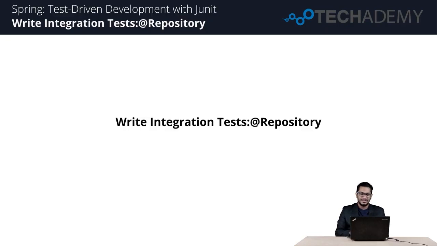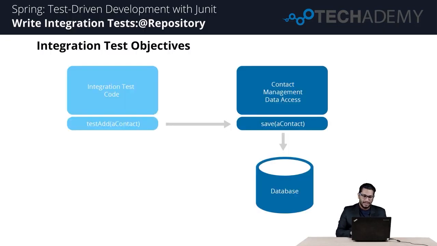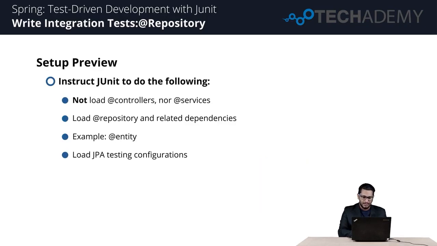So in this session, we will see how to write some integration tests for our Spring repository components. As this is an integration test, we will see how well our contact management data access component inserts or retrieves data into the database. So we need to do a bit of setup as usual. Since we are focusing only on testing our repository components, we will instruct JUnit not to load any controllers or service components, and we need to load JPA testing configurations. So let's get started now.